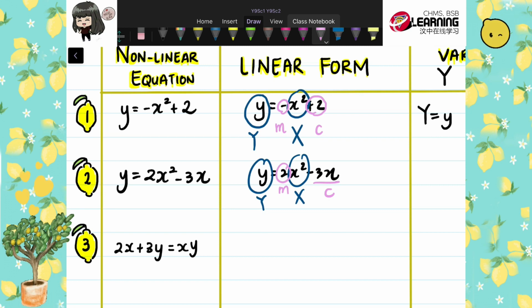The answer is no, right? No. Why no? Because your C cannot have X. M and C cannot have X. X and Y cannot have MC. Here you are already wrong because your C already got X. Okay? So if like this, you cannot convert at all.